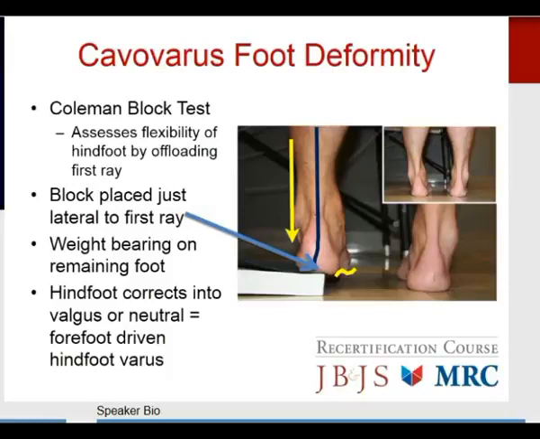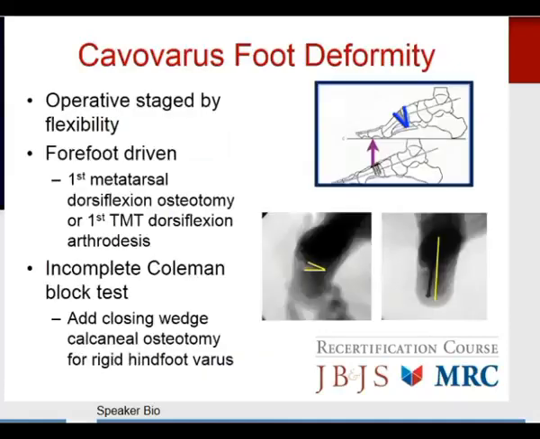If we use the Coleman block test and the hindfoot stays in varus after offloading the forefoot, we recognize that it's not simply a forefoot-driven deformity. Instead, there's rigid hindfoot varus commensurate with that. And like I said before, this all helps us out with how we treat it operatively. If we have a forefoot-driven cavo-varus deformity, makes sense, we want to offload the forefoot. So we do some type of first metatarsal dorsiflexion osteotomy or dorsiflexion arthrodesis at the first metatarsal cuneiform joint to lift up that medial column, take the tension off it, and decompress that varus deformity.